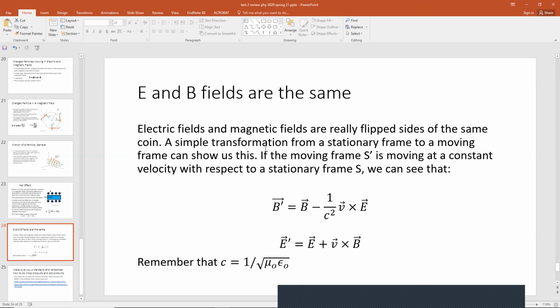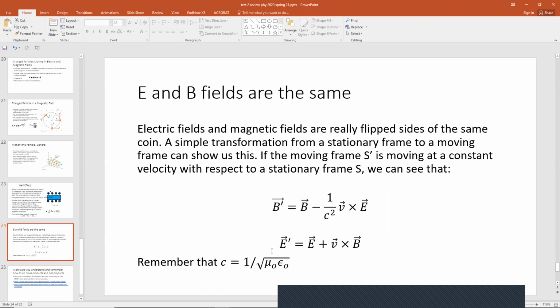But the equations which relate the magnetic and electric fields from the moving or prime frame to the magnetic or electric fields from the stationary frame are as follows. The magnetic field in the moving frame, B prime, is going to equal the magnetic field in the stationary frame, B, minus 1 over c squared times the velocity, the relative velocity of the frames, which you could call either V or U, whatever you want, crossed with the electric field in the stationary frame, E.